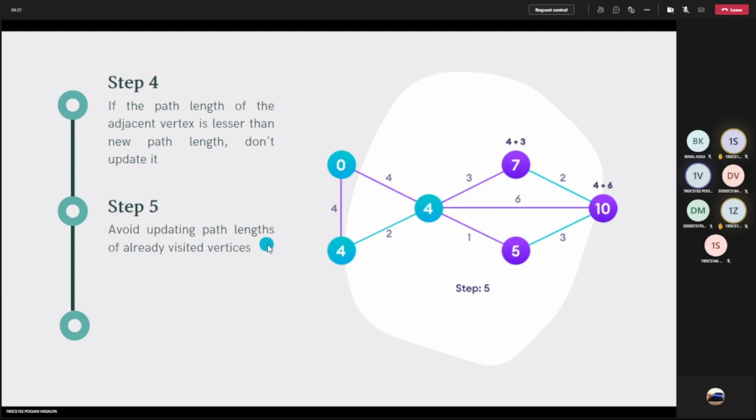And then we try to approach the neighboring nodes again. Here we see that from 4 to 7 the path is 3, so we consider 4 plus 3, the cost would be 7, sorry. And here the cost would be accordingly.